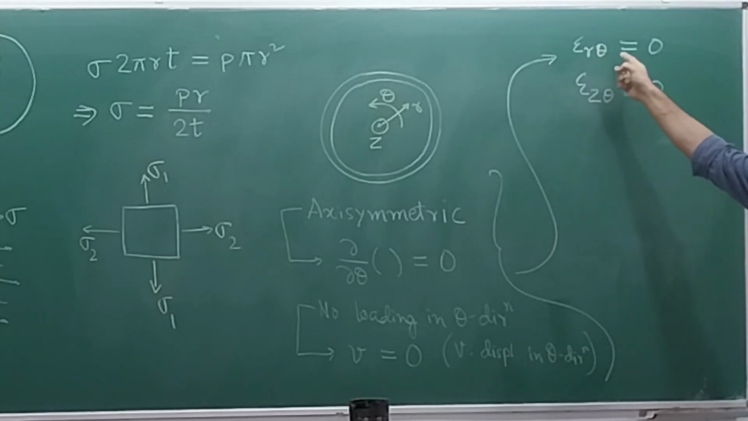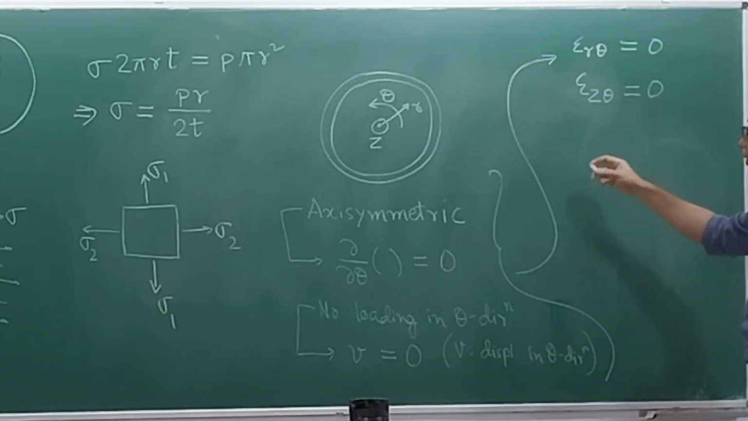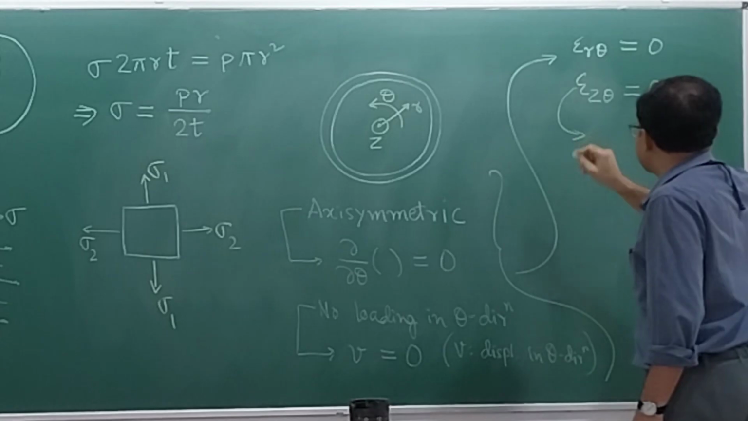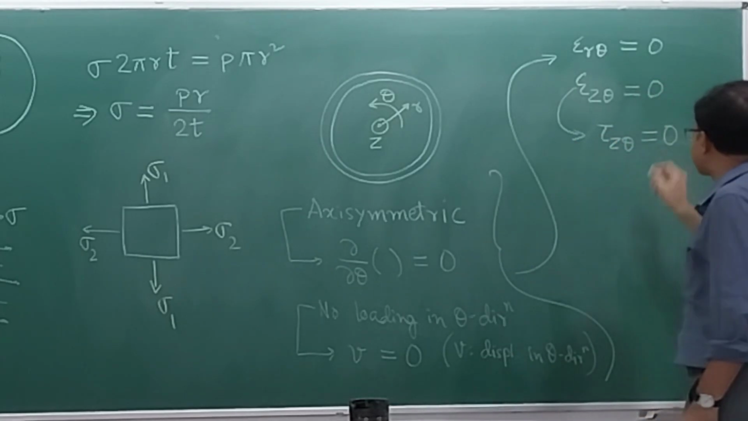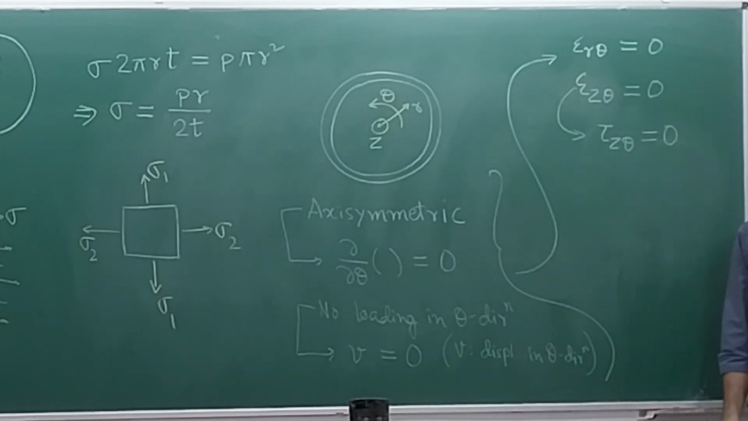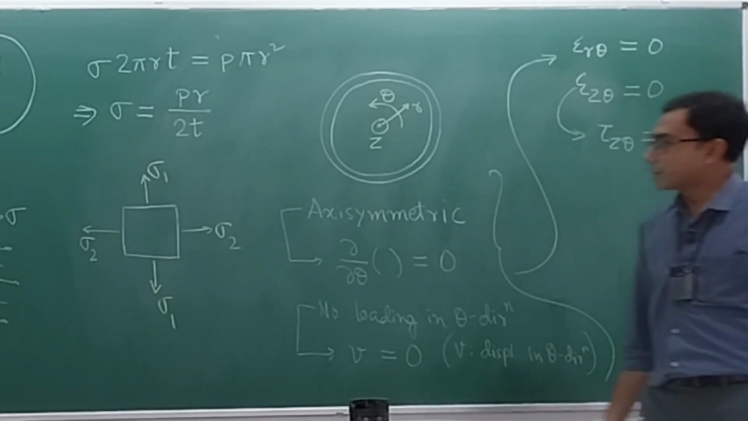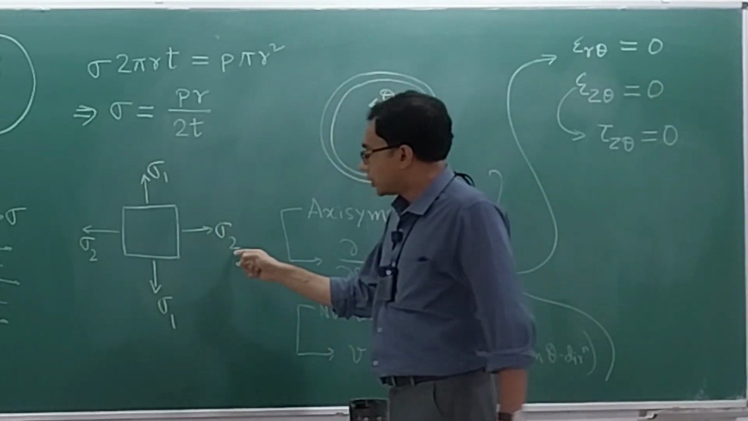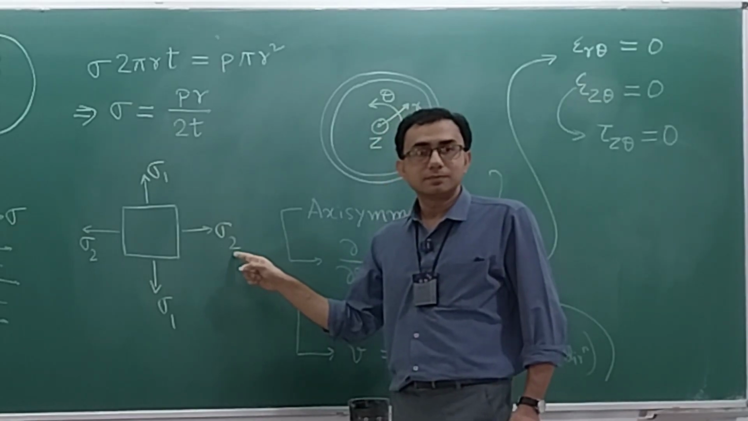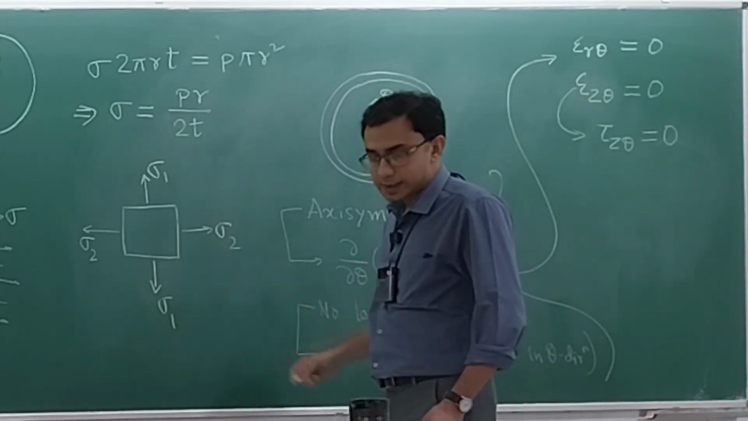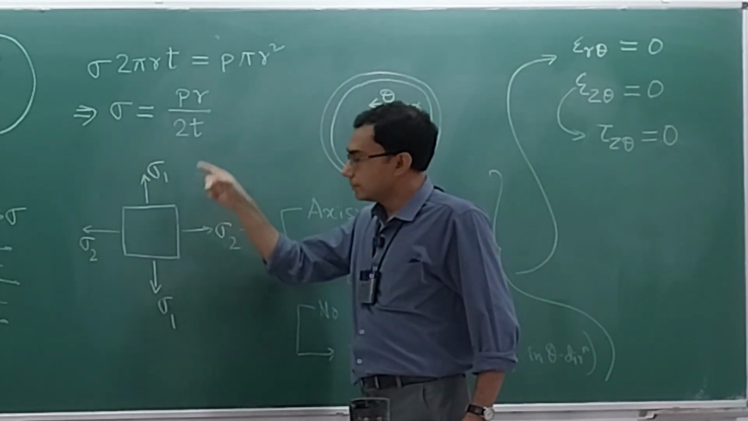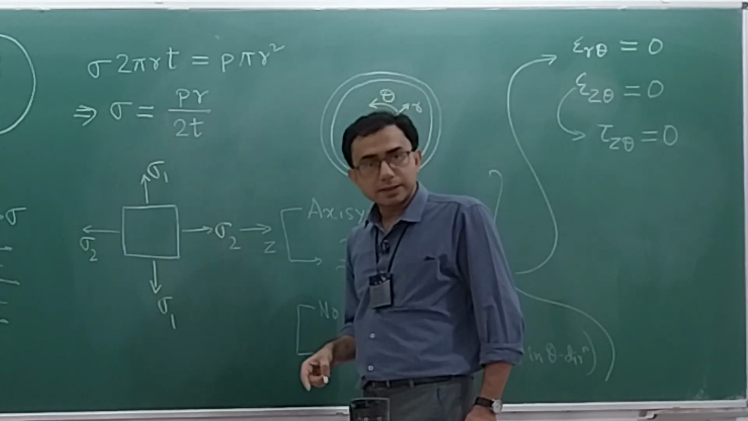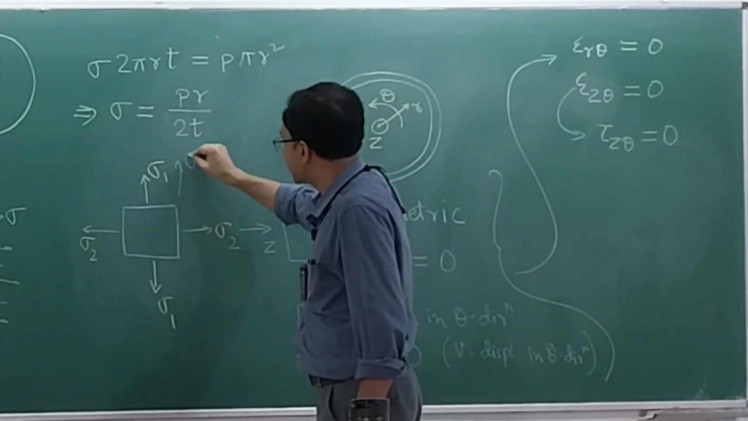If you have epsilon r theta equal to 0 and epsilon z theta equal to 0, please note that from this epsilon z theta equal to 0, you are also going to get tau z theta equal to 0. Now coming back to this picture, this is in which direction? Very good. This is the z direction. What is this vertical direction? That is the theta direction.